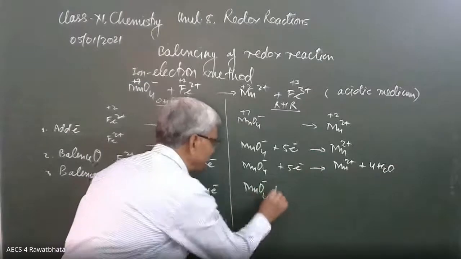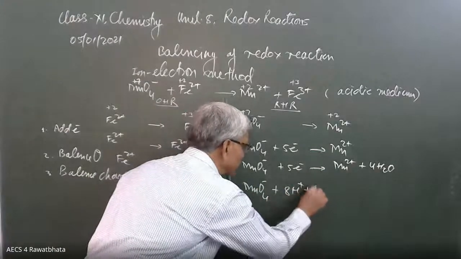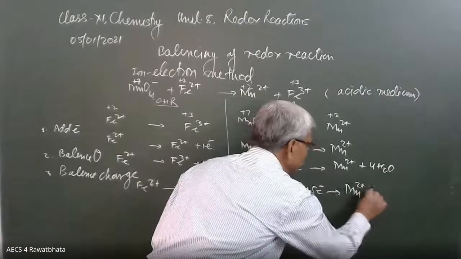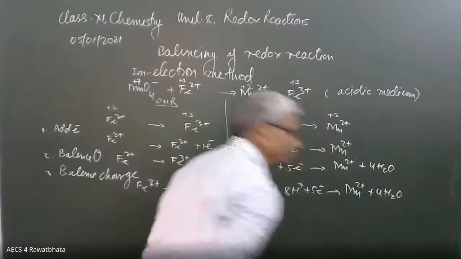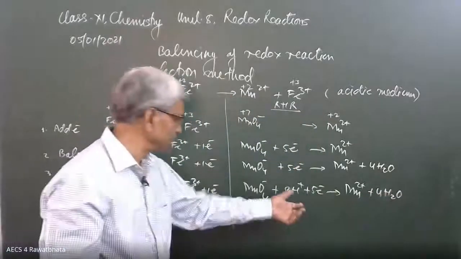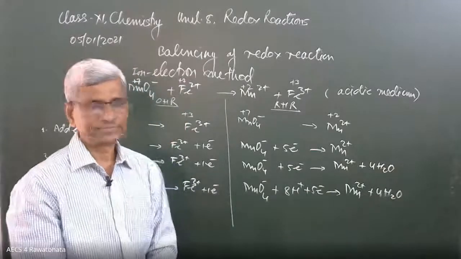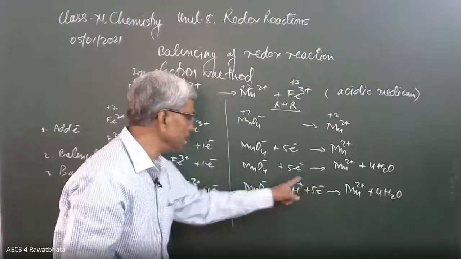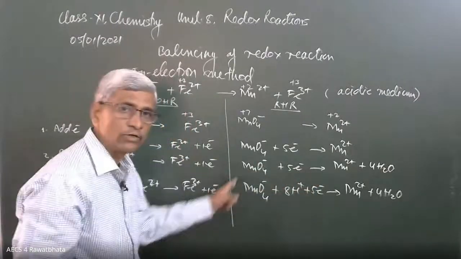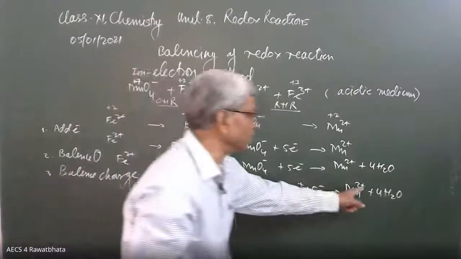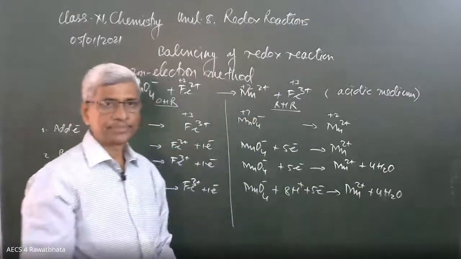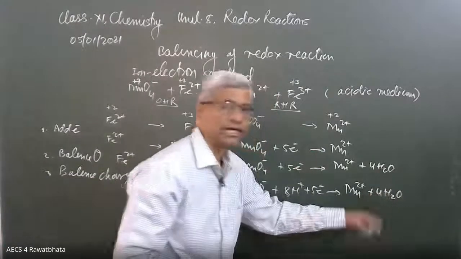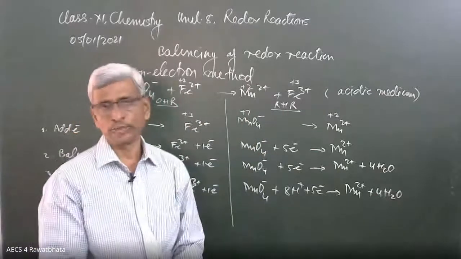MnO4 minus plus 8H positive plus 5 electrons gives Mn2 positive plus 4H2O. And at the same time, hydrogen is also balanced. See here, 1 negative, 5 negative, 6 negative, and 8 positive, 2 positive. This side overall charge 2 positive, and that side also 2 positive, charge balanced. And at the same time, here is 8H, and there is also 8H. Hydrogen is also balanced, oxygen is also balanced.